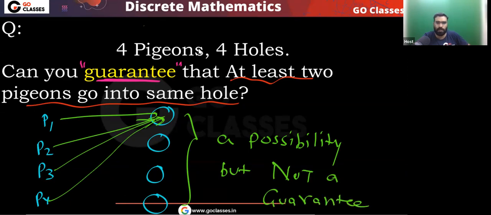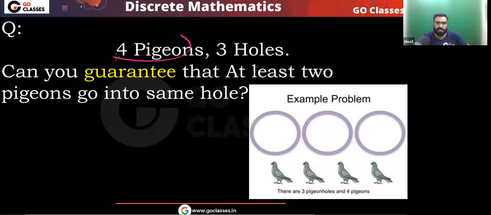Okay. So very simple point. I hope this point is clear. So you cannot guarantee. Now let's see this example. You have 4 pigeons and 3 holes. Now you tell me, can you guarantee that at least 2 pigeons will go to the same hole?